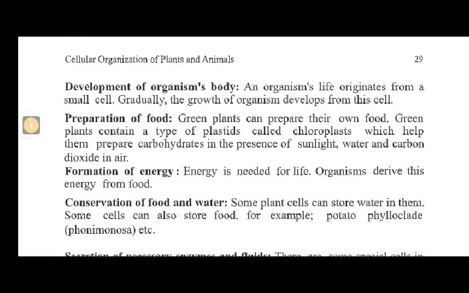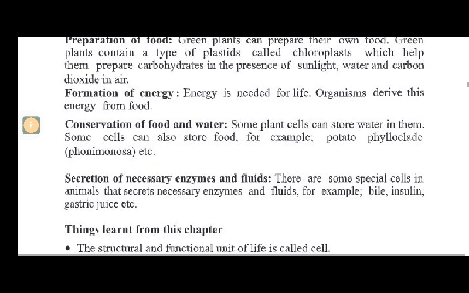Development of the organism's body. An organism's life originates from a small cell. Gradually, the growth of the organism develops from the cell. Preparation of food. Green plants can prepare their own food. Green plants contain a type of plastid called chloroplast, which helps them prepare carbohydrate in the presence of sunlight, water, and carbon dioxide in the air.